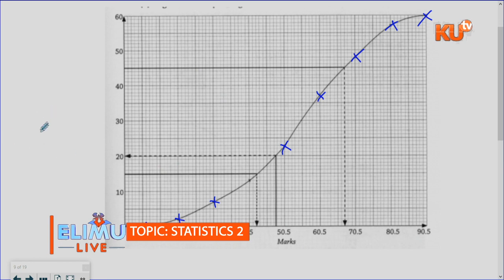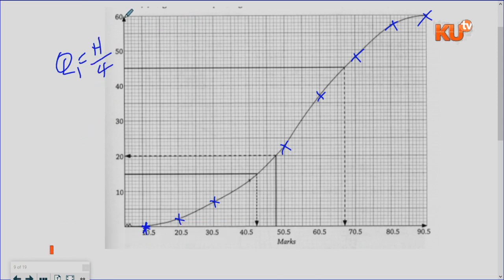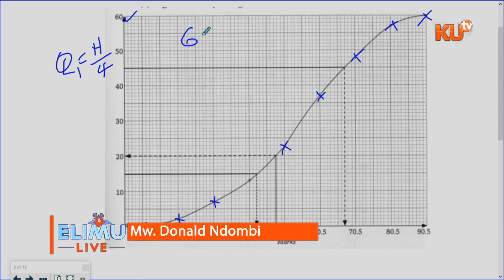So remember, we said the first quartile, which is Q1, we already agreed that Q1 is a quarter n, or n over 4. So what is our n? Our n is this value here. How many students? 60. So it takes 60 over 4. That should give us 15. So you check for 15 on this CF side. So you can see 15 is between 10 and 20.